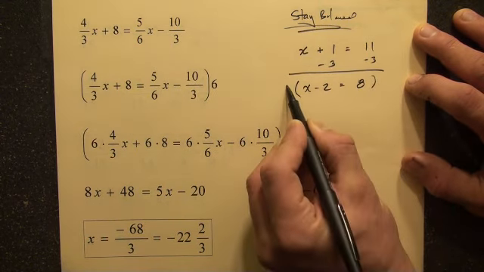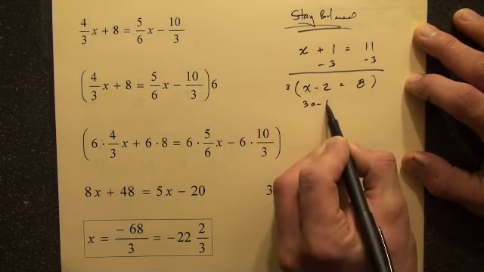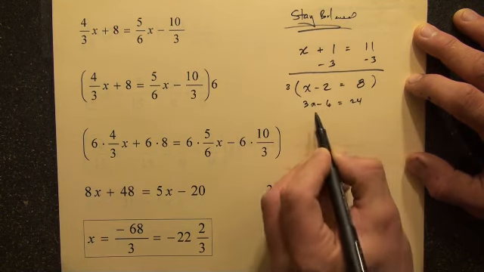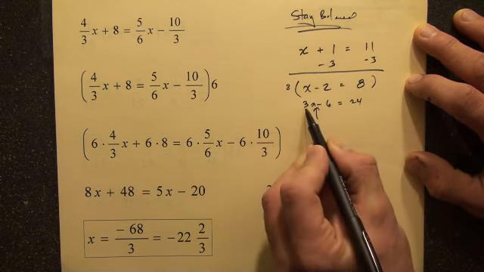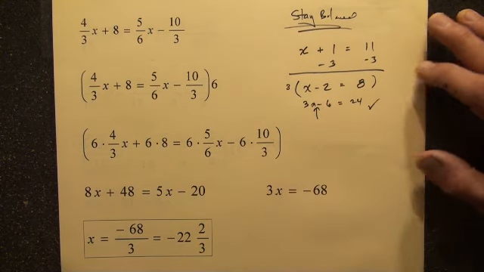What about this? What if you multiply everything by 3? You'll have 3x minus 6 equals 24. Isn't the answer still 10? Yes, it is. 3 times 10 minus 6 is 24.